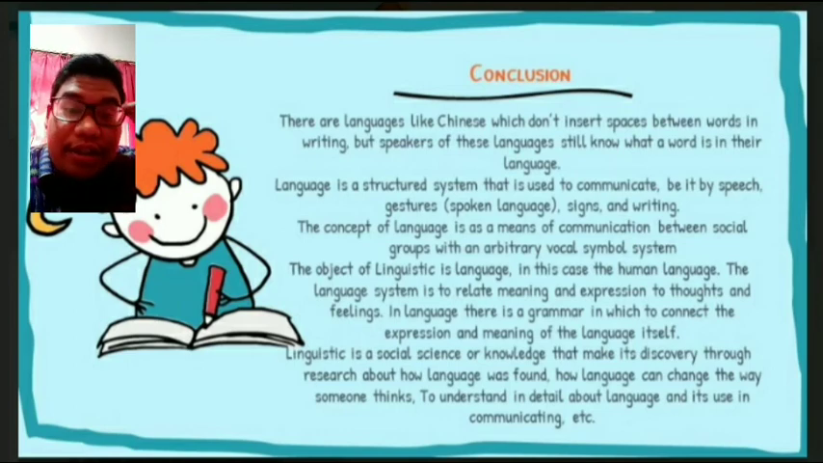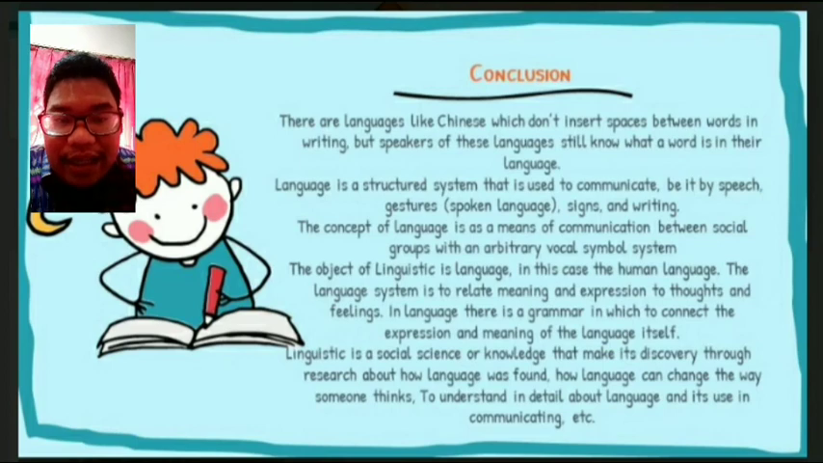Linguistics is a social science, or knowledge, that makes its discoveries through research about how language was found, how language can change the way people think, to understand in detail about language and its use in communicating, and etc.